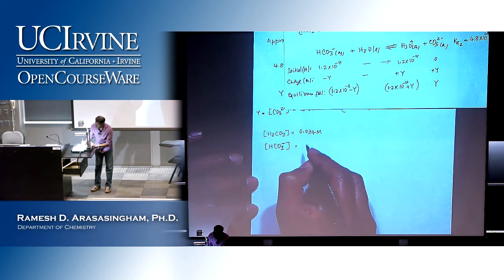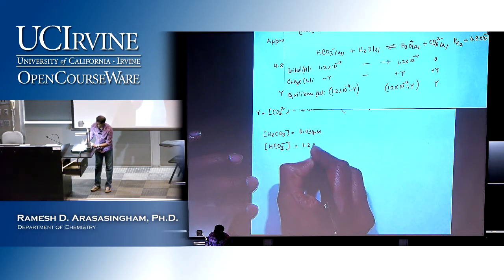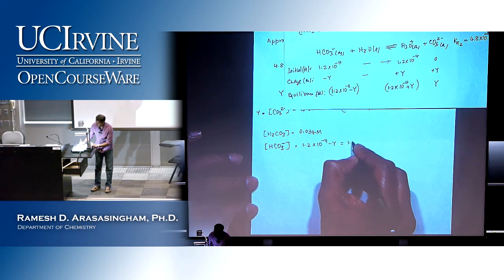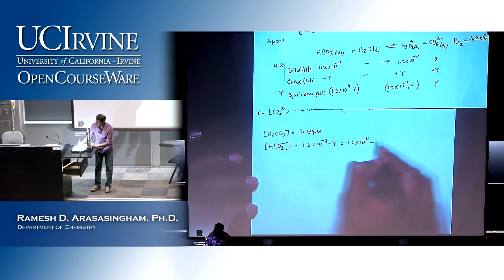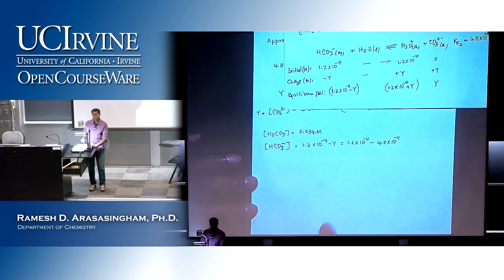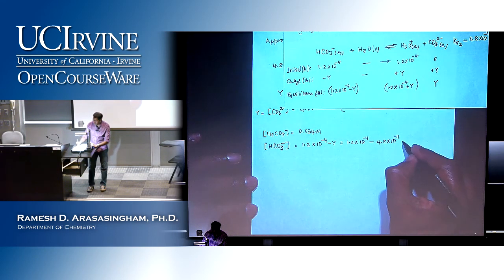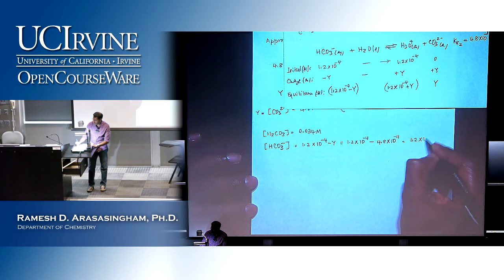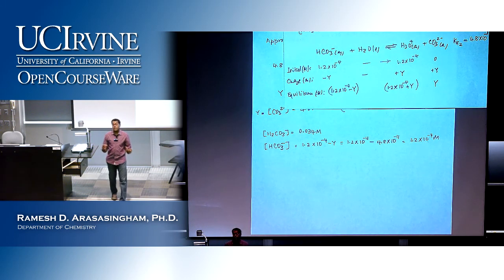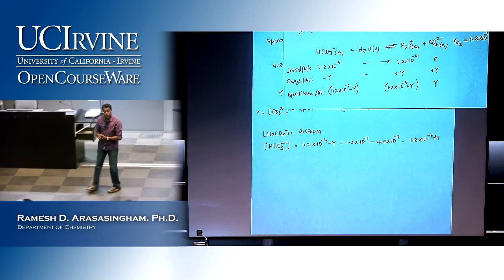And in the second step, we know that the HCO3 minus is 1.2 times 10 to the negative 4 minus Y, which is 1.2 times 10 to the negative 4 minus 4.8 times 10 to the negative 11. Can you see this number is so small compared to this that the concentration is 1.2 times 10 to the negative 4 molar? In other words, the concentration of HCO3 minus comes primarily from the dissociation of the first step.